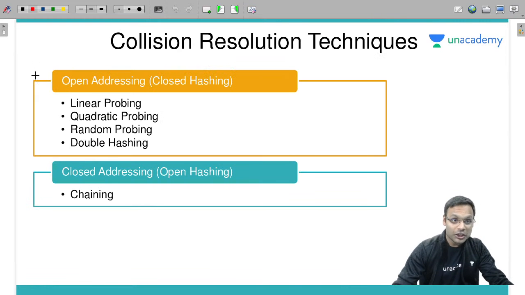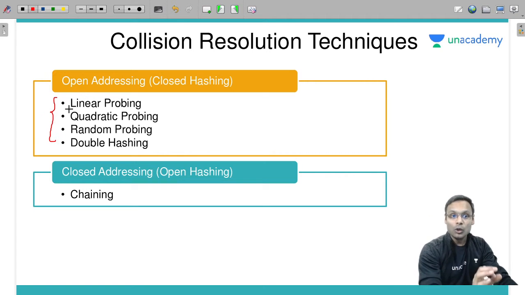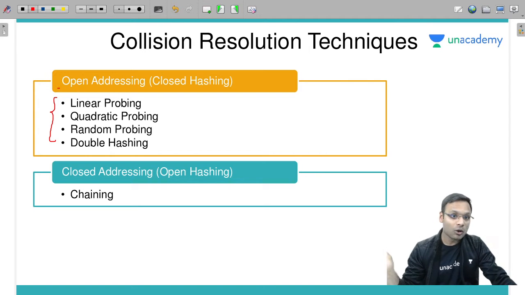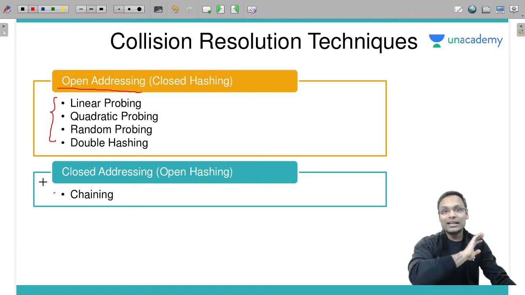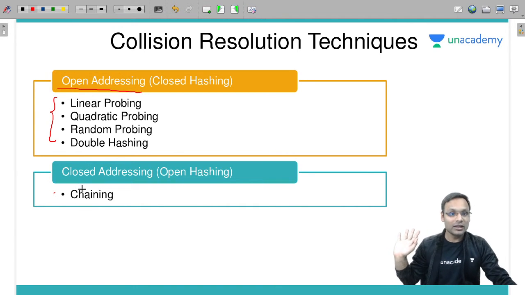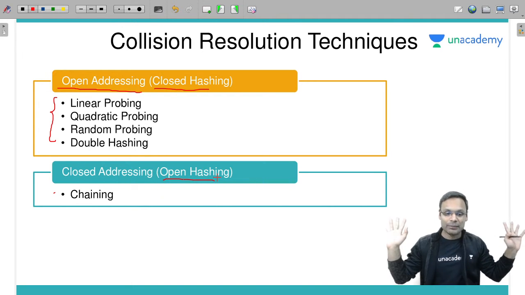So these are the collision resolution techniques we have seen. Open addressing. Why? Just because if there is a collision at one location, then we can generate other locations. Other addresses are open to be generated. In this one, all addresses are closed. If you are generating a location, there only you are keeping the key. Closed hashing, just because the number of keys is limited. Here the number of keys is unlimited.